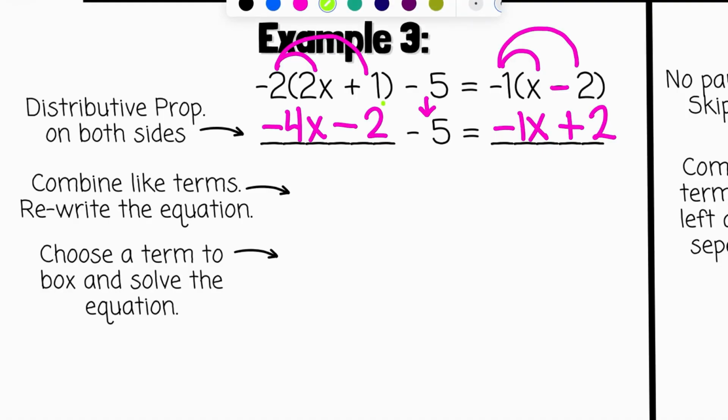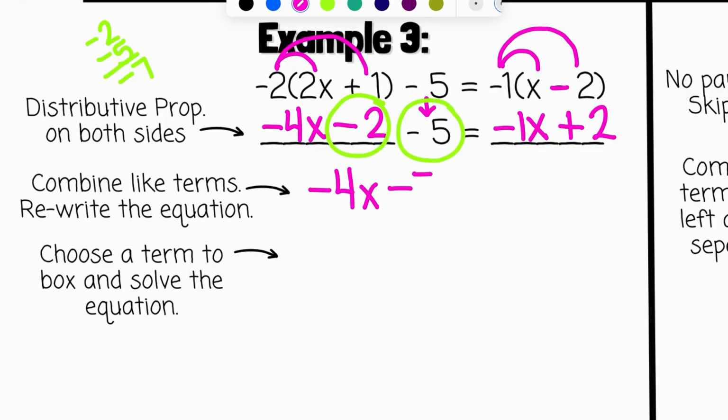Okay, combine like terms. Look at just the left side for a second. We have negative 2 subtract 5. So in my thought bubble, I'm doing negative 2 minus 5, which is negative 7. So I can rewrite that side of the equation as negative 4x minus 7. The equal still stays in the middle. On the right side, I don't have any like terms. I've got one with an x, one without, so I just bring it down. And then you're ready to box and solve.